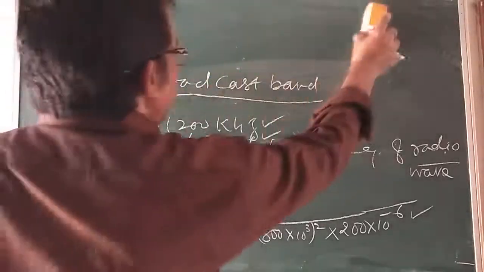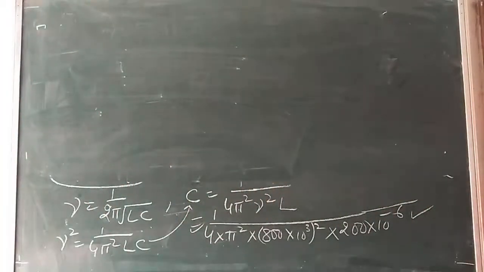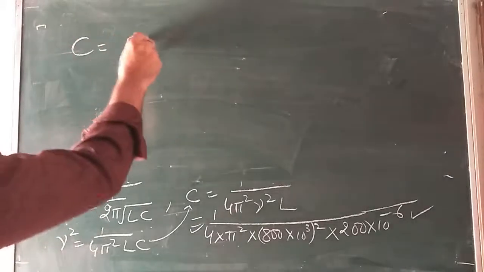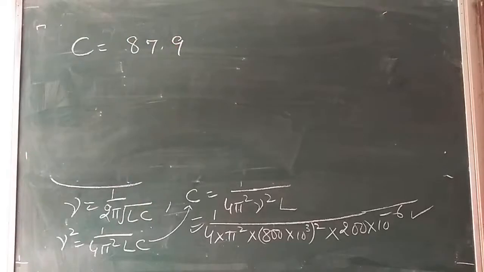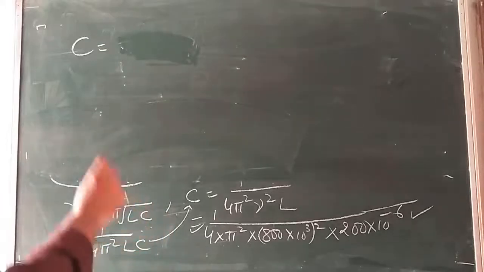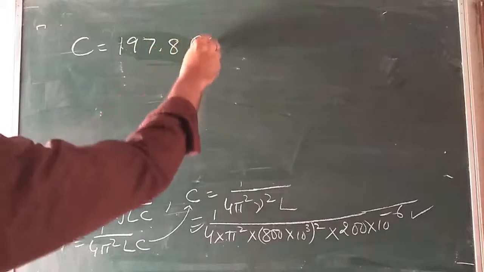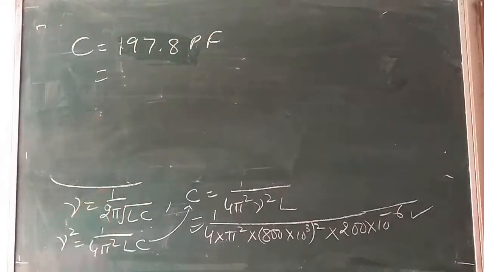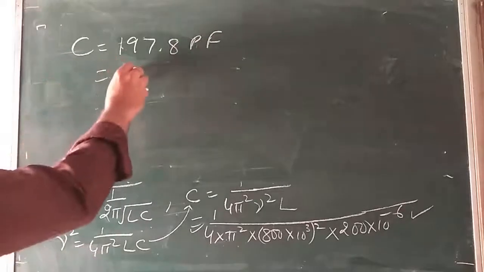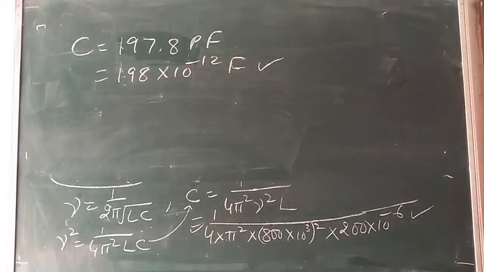So dear children, when I solve this, the value of capacitance is nearly about 197.8 picofarad. What is pico again? Pico means 10 raised to power minus 12. I can write here 198 into 10 raised to power minus 12 farad. This is the answer, approximately.